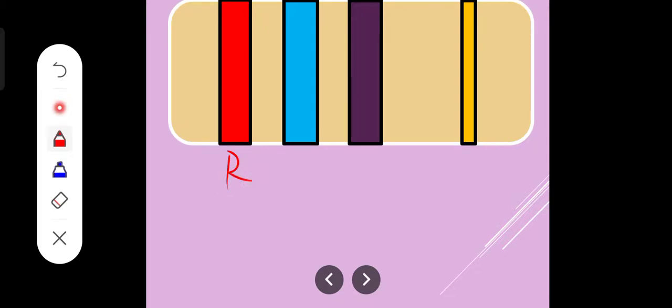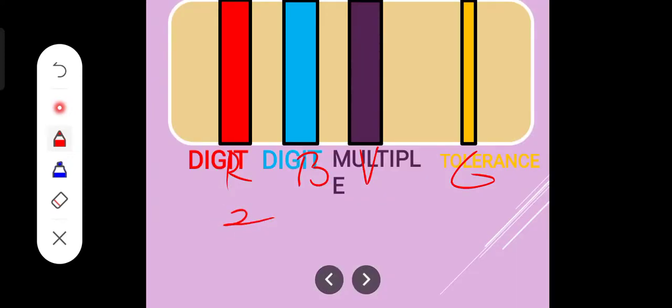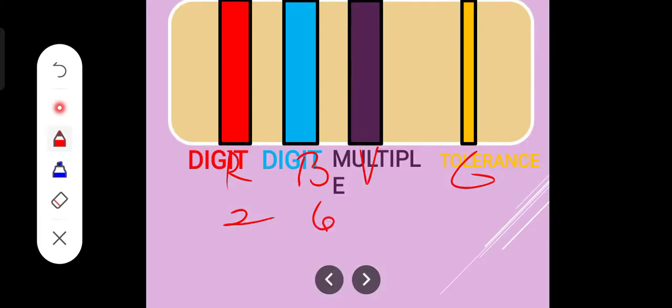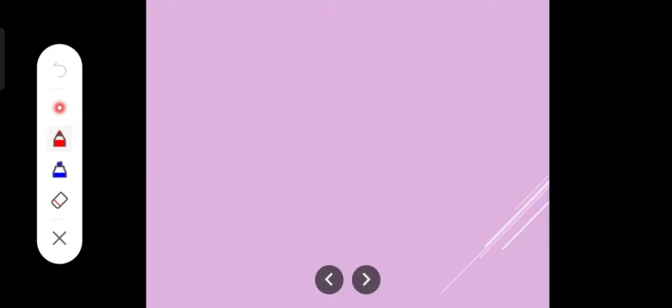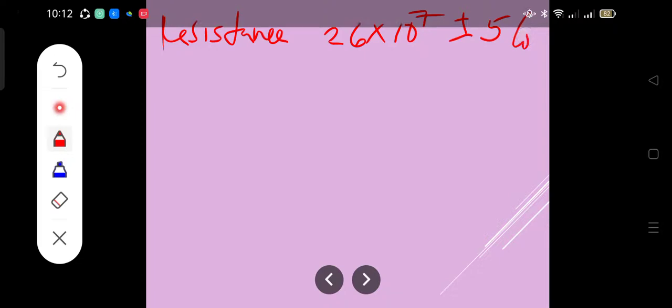Again, we have red, blue, violet, and gold. Okay, so yung digit ng red is 2. We put it 2. Digit ng blue is 6. Then multiplier ng violet, 10 raised to 7. Tapos tolerance ng gold is plus minus 5%. So let's write the resistance. Okay, so 26 times 10 raised to 7 plus minus 5%.